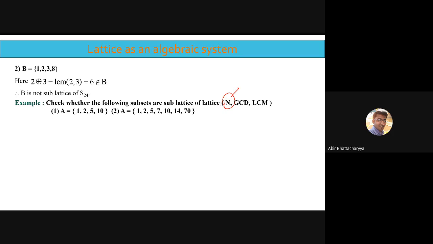You don't need to take care about N, because you have to check with this A. Let's say this first one is A, and the second one is B. I'm changing the name of the set; the second question is B and the first question is A. Go for it and write down your answer on the chat box: which one is a sublattice and which one is not, or both are sublattices, both are not, like this.